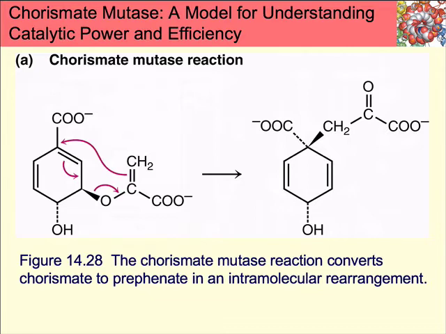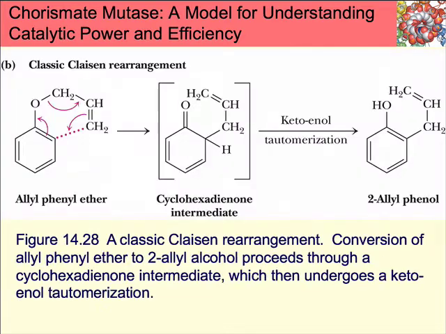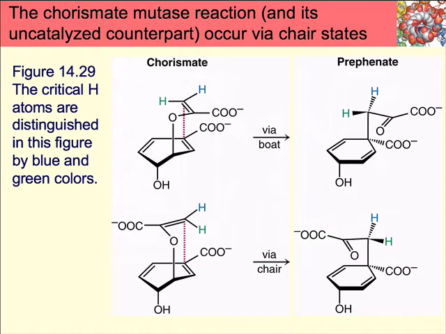This slide shows the rearrangement of chorismate to prephenate. It's a very simple reaction, and it will remind you of the Claisen rearrangement that you probably know from organic chemistry. It's really the same kind of intramolecular rearrangement chemistry. There are two possible ways that this rearrangement could occur. One of those involves a boat conformation for the chorismate substrate, and the other involves a chair arrangement for the chorismate itself.